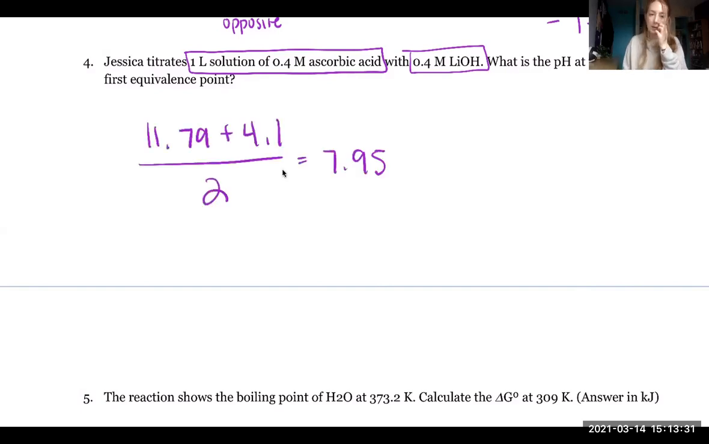Okay, so these are the pKa's. This is pKa2 here, and this is pKa1. And so we'll find the average of those to get our final pH. Any questions on this one? Okay.